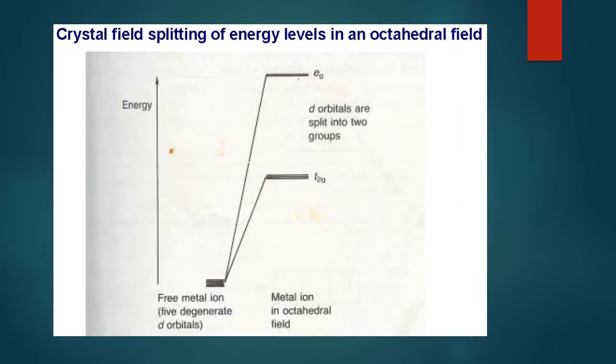The splitting of the d orbitals in an octahedral field, you could see that the 3 T2G orbitals are the lower energy and the 2 Eg orbitals are the higher energy. T2G in the sense dxy, dyz and dzx. Eg orbitals are dx square minus y square and dz square.